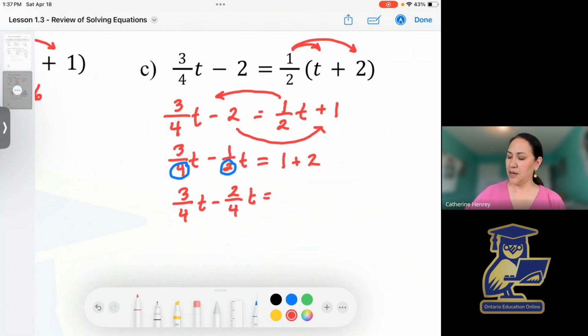And on the right side, we have 3. So how many t's do we have here? We have 3/4 t minus 2/4 t. We're going to have 1/4 t equals 3.